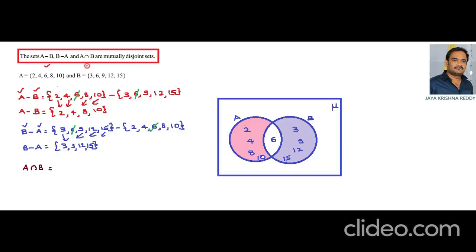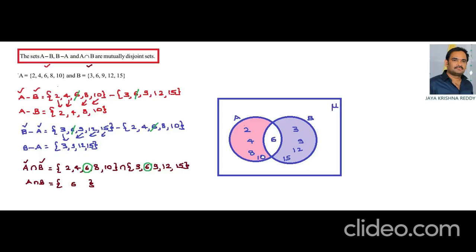Now let us find A intersection B. So A intersection B means first write the elements from set A, 2, 4, 6, 8 and 10, and intersection of, next we have to write the elements of set B, 3, 6, 9, 12, 15. So A intersection B means we have to write the common element of both the sets. Intersection means common element. So we have only one common element from both the sets. So we write the common element 6 as A intersection B.